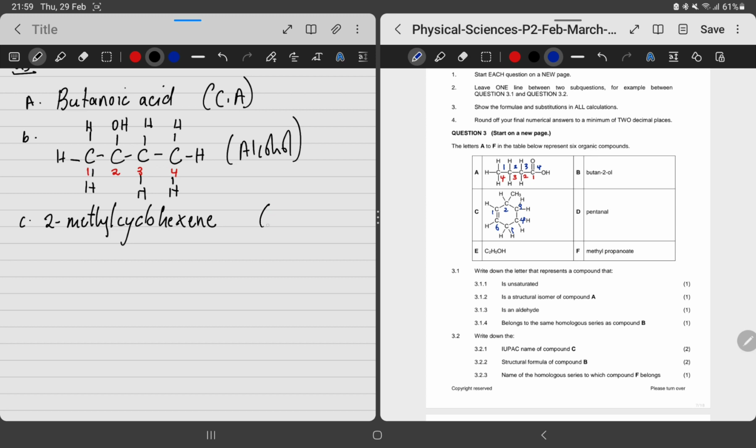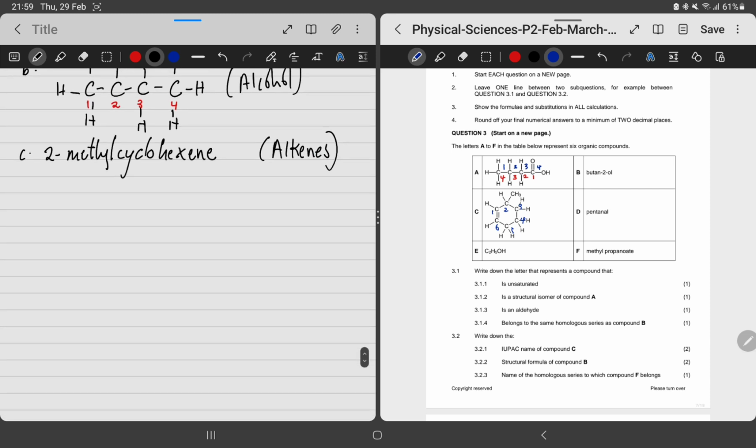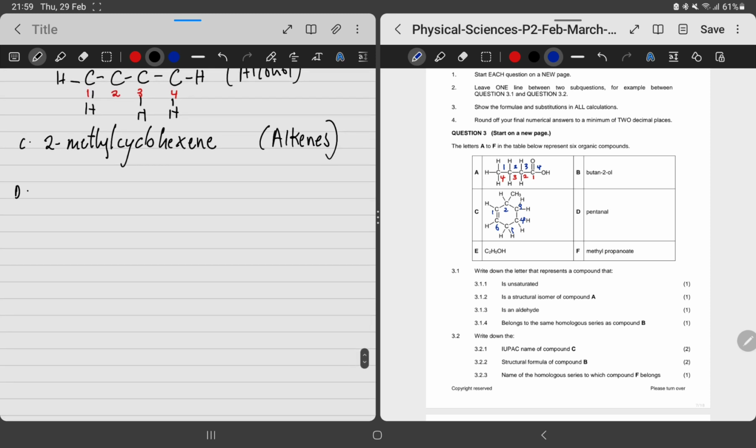Okay. And then this belongs to alkenes. Okay. Moving on to D. Pentanal. Pent means 5, and the "al" at the end tells you that the functional group is what? Your aldehydes. So pent means 5: 1, 2, 3, 4, 5. And then we are saying that the "al" tells you that it is what? An aldehyde.